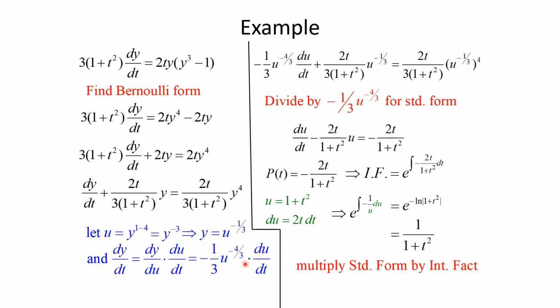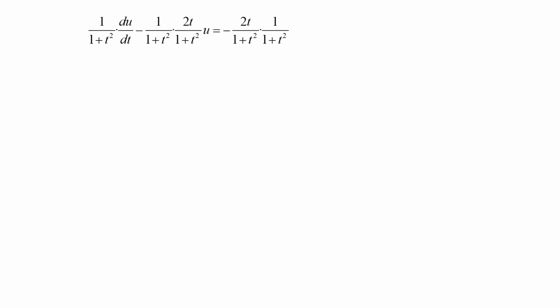We're going to multiply everything in our standard form by this integrating factor, and that's going to give us 1 over (1 plus t squared) times du/dt, minus 1 over (1 plus t squared) times 2t over 1 plus t squared times u, equals negative 2t over 1 plus t squared times 1 over 1 plus t squared. We'll simplify this. The left-hand side again will simplify to be the derivative of our integrating factor, 1 over 1 plus t squared, times our dependent variable u. And on the right-hand side, we'll get negative 2t over (1 plus t squared) squared.